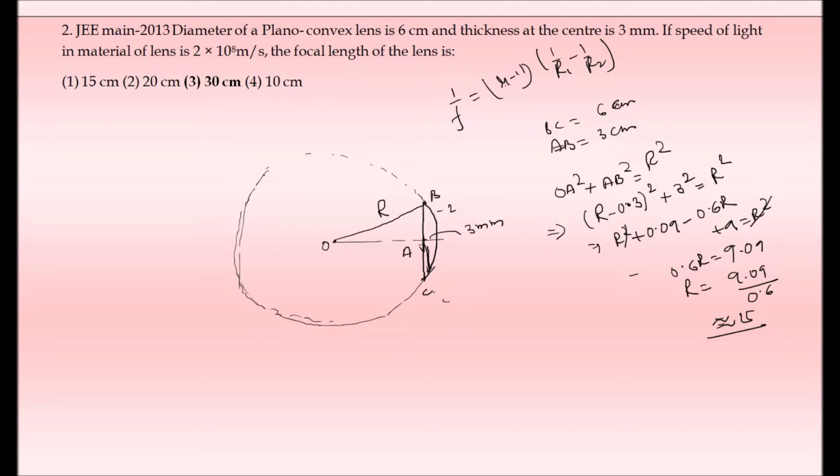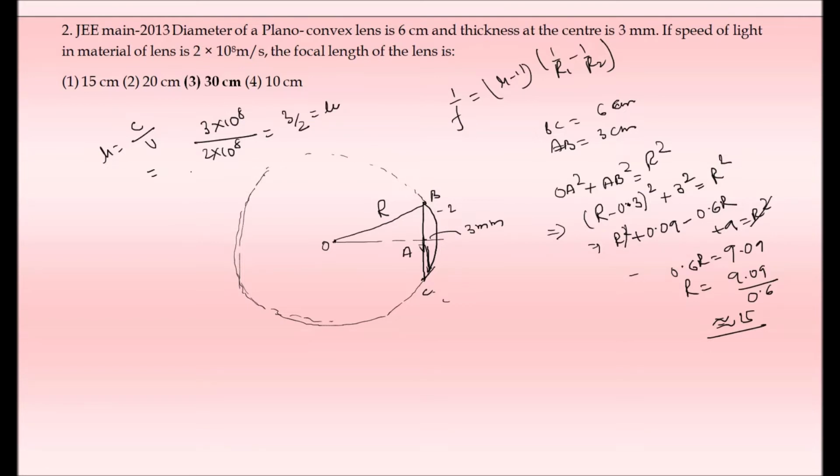Second, you have to calculate the refractive index. So how will you calculate the refractive index? The speed of light in the material is given. From there you can calculate the refractive index. So the refractive index of the material, mu, is equal to the velocity of light in vacuum divided by the velocity of light in that medium. The velocity of light in vacuum is 3 into 10 to the power 8, and the velocity of light in that medium is 2 into 10 to the power 8. So from there we get mu is equal to 3 by 2.